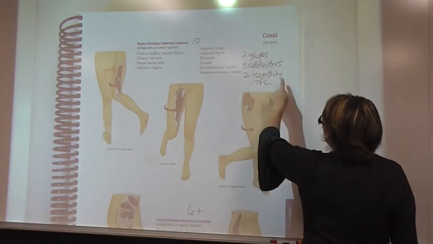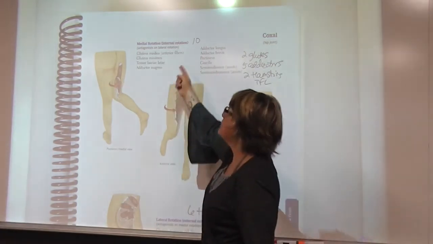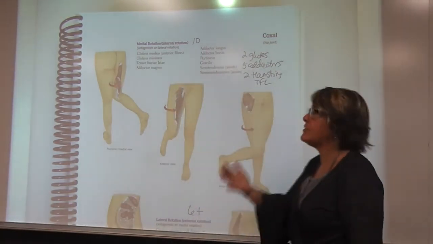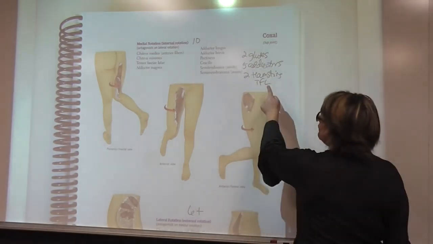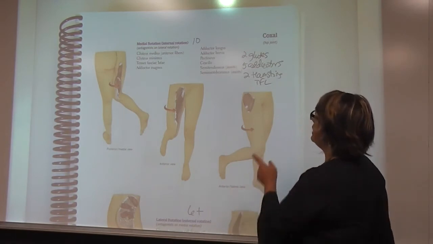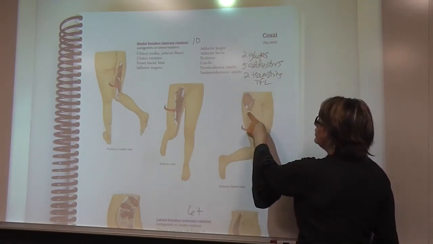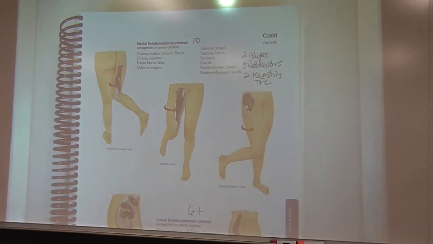2 of the hamstrings. Which 2 are on the medial aspect? The semis. So the 2 semis are medial. So that's our 2 hamstrings. And then we have TFL on the anterior portion, but it is also attaching to that femur. So it's going to do that medial or internal rotation. So when we break it down that way, definitely a lot easier.